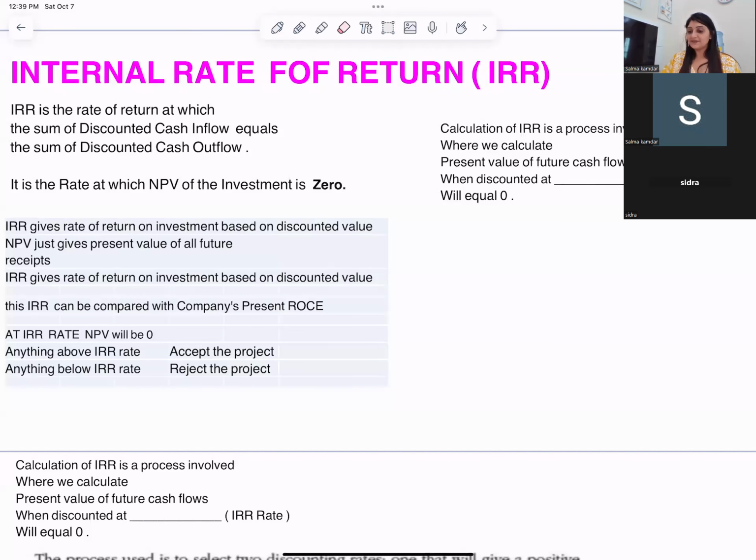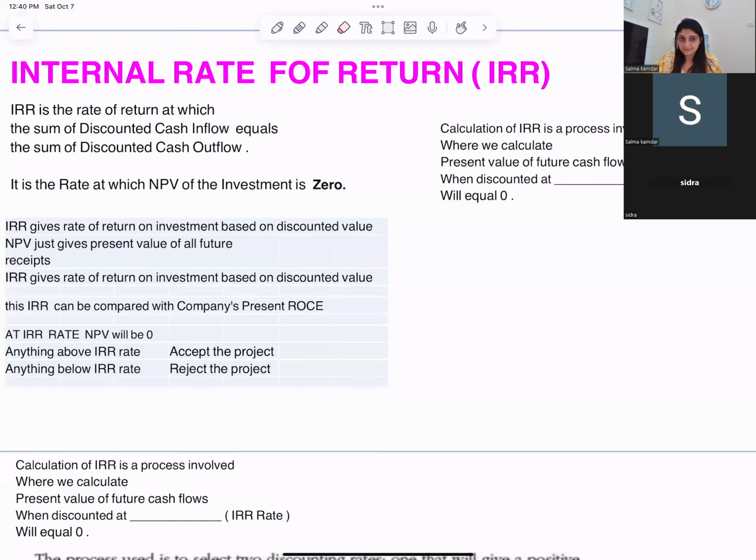Tell me, what is investment appraisal? Investment appraisal is basically using investment appraisal techniques to know if it's worthwhile to invest in a particular project or not. And what are the techniques for investment appraisal?